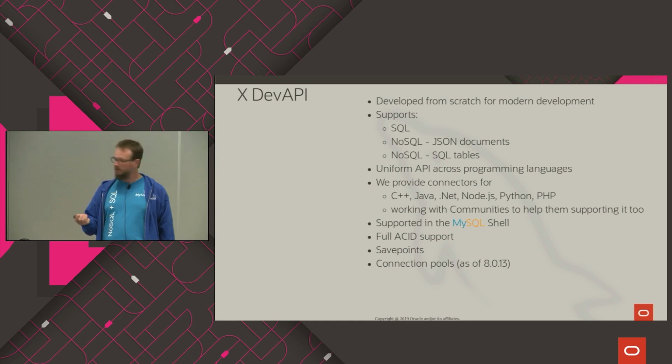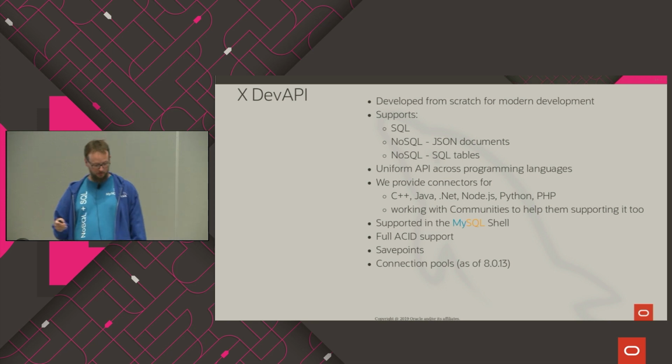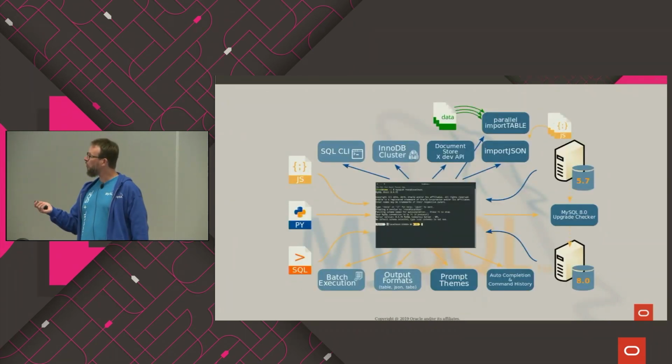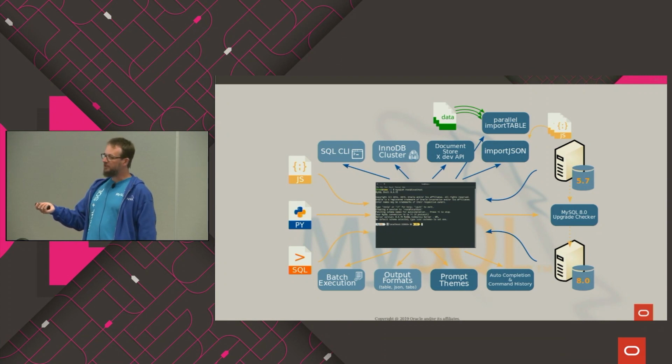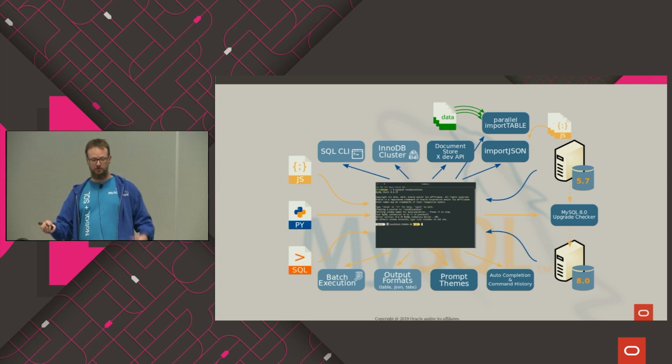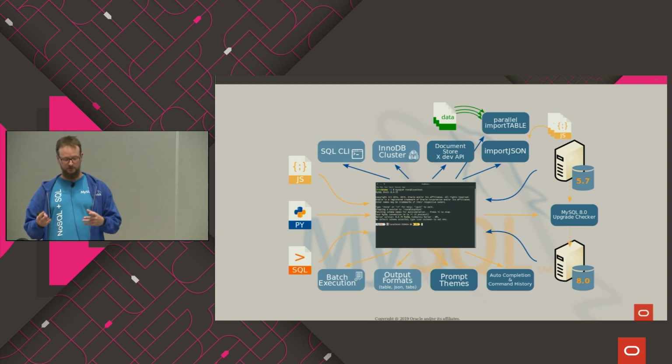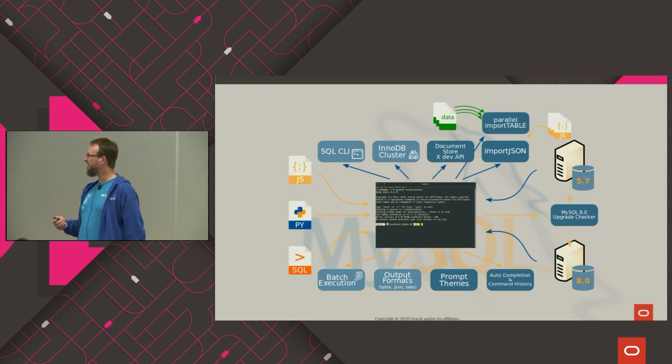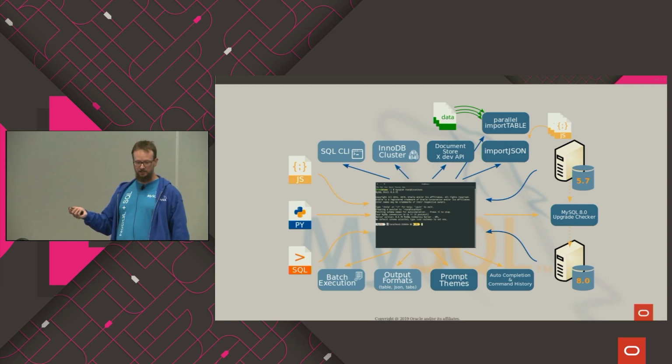It's full ACID support. We also have savepoints, and connection pools in the X protocol. From the shell, we can do a lot of things. We can do JavaScript, SQL, and Python, which is what we're going to do today. But you can also import documents, import tables in parallel, and run the upgrade checker, to check if your 5.7 MySQL has some issue to upgrade to 8.0. For example, you may have some keywords that are reserved in 8.0, or some engines that are not supported. You will be able to see it with the MySQL shell.